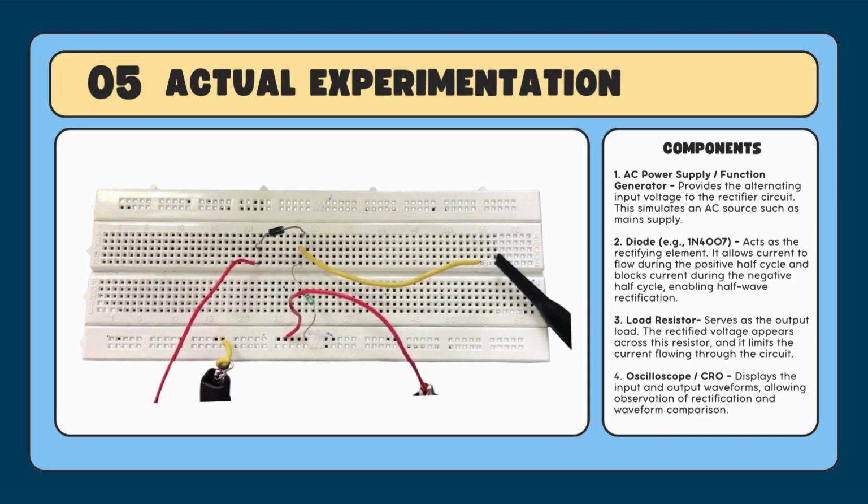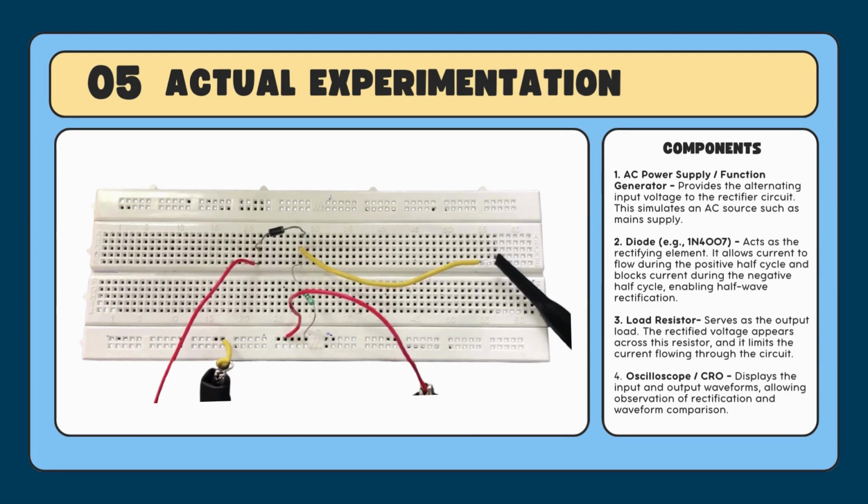Now, in the final part of this experiment, we will verify the half-wave rectifier operation using actual hardware on the breadboard. The components used and their functions are the following. The AC supply provides the input signal. The diode performs rectification by allowing current only in one direction. The load resistor develops the output voltage. And finally, the oscilloscope is used to observe and verify the input and output waveforms.